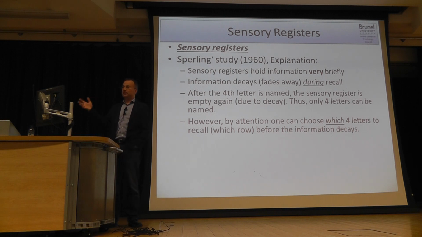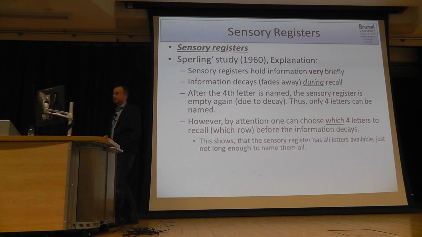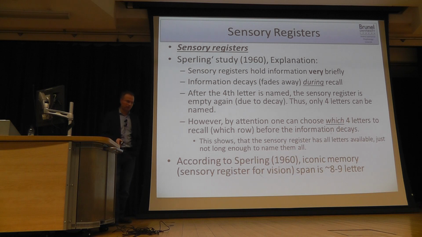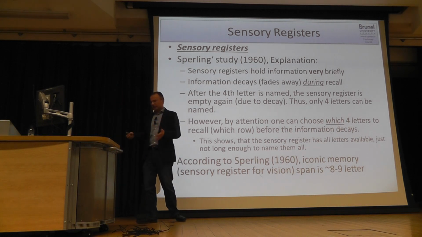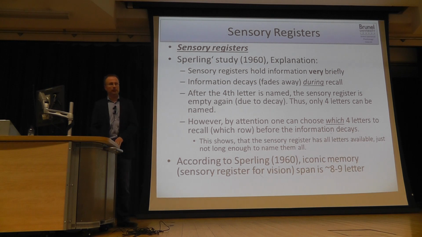So in the visual domain, this iconic memory is pretty much like an after image which fades away and which we can read out as long as it's still there. That's the basic idea. So the register itself has all letters available. However, it's not available long enough to name them all. And by using a somewhat unusual way of calculating the memory span, he said that the iconic memory span is around 8 to 9 letters. By different variations of matrix size and manipulations, he came to that conclusion.